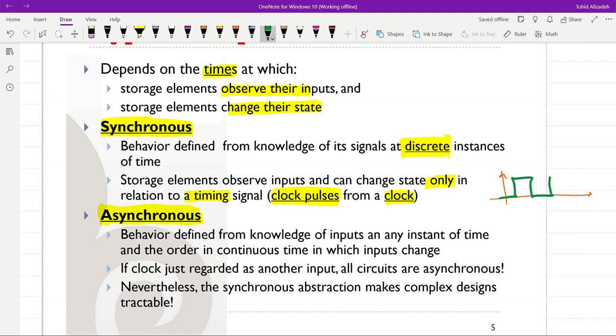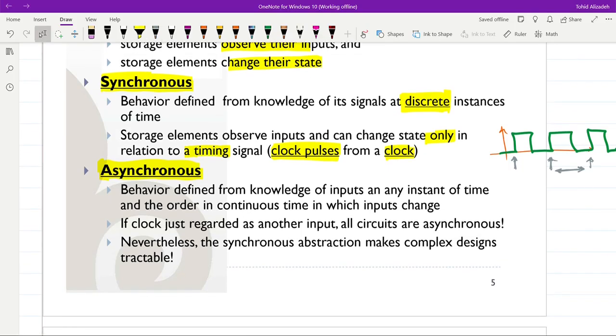So for the synchronous system, the states should be updated only at discrete time instances, only at these time instances. And in between, even if the inputs to the system change, the state of the system will remain unchanged. In this case, we have a synchronous system. On the other hand, for the asynchronous systems, the state of the system could be changed at any time instance. So in this case, the operation doesn't depend on the clock or clock pulses.